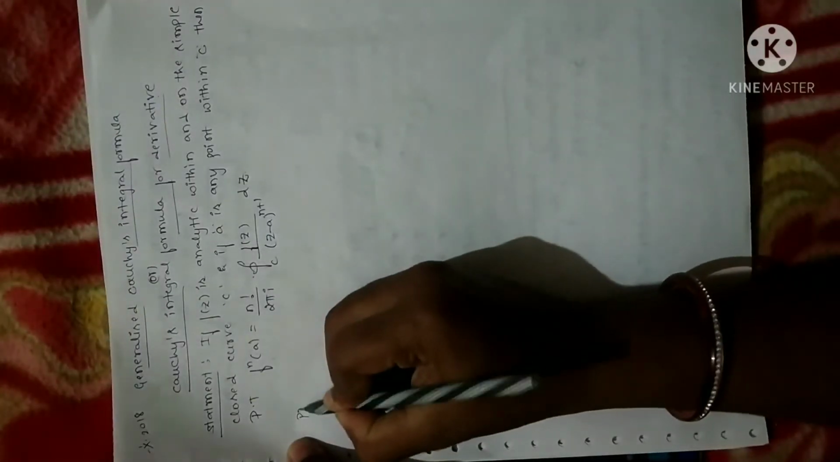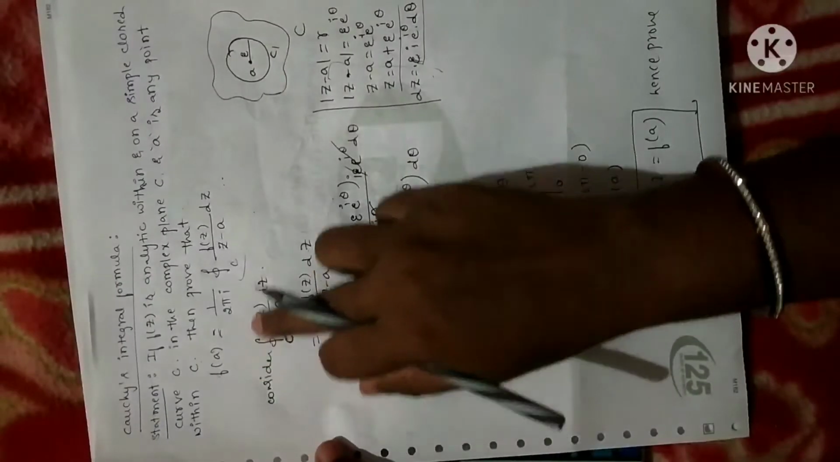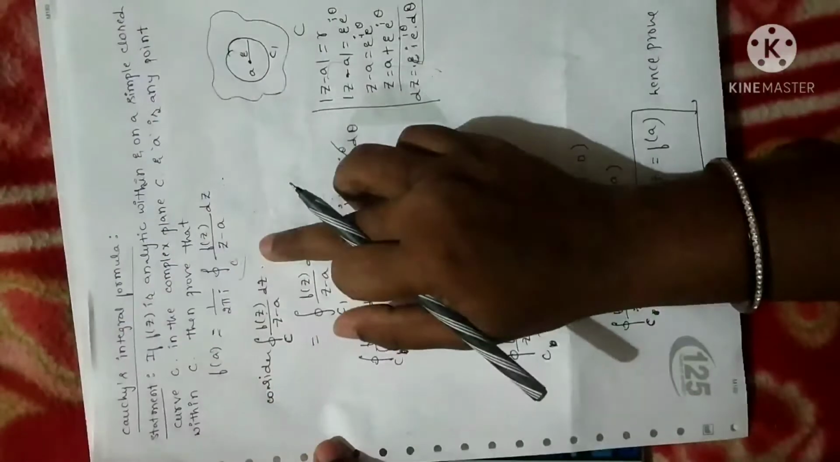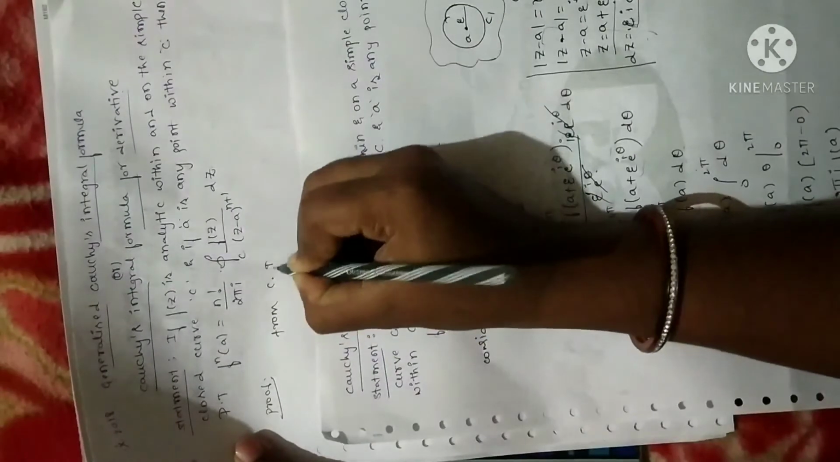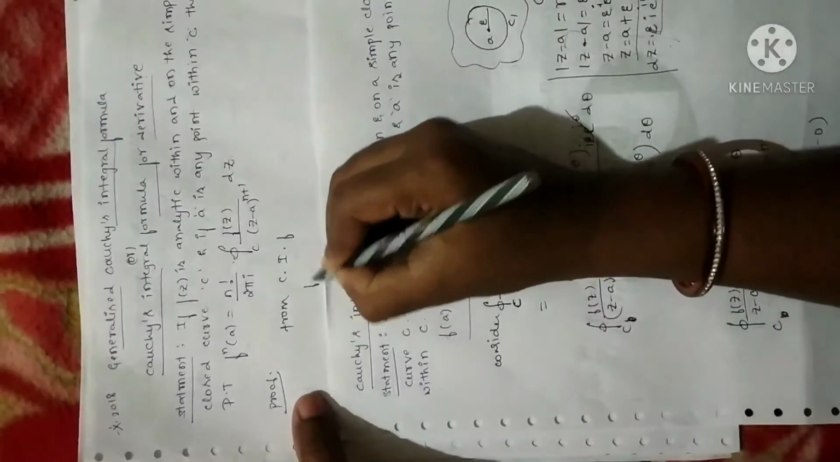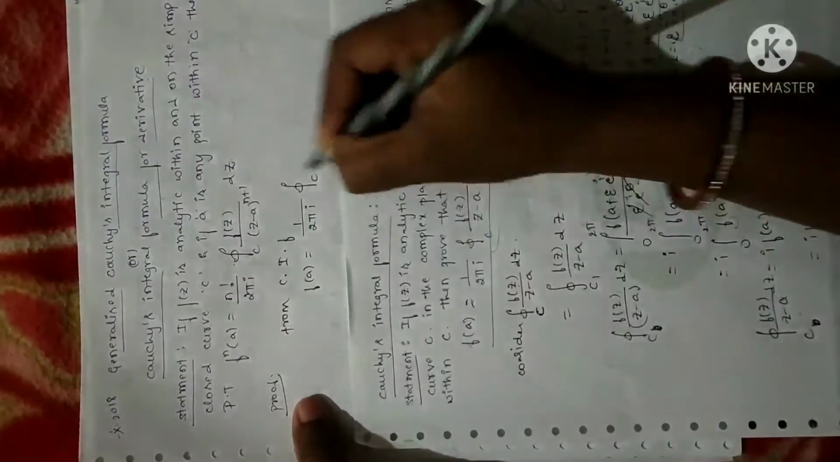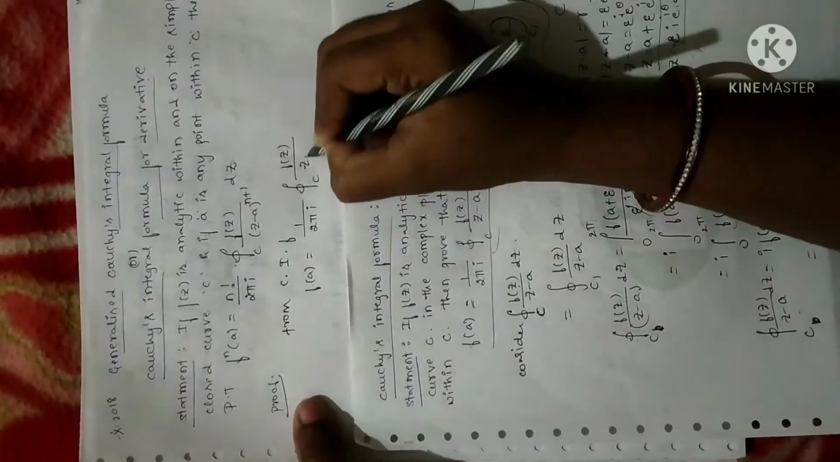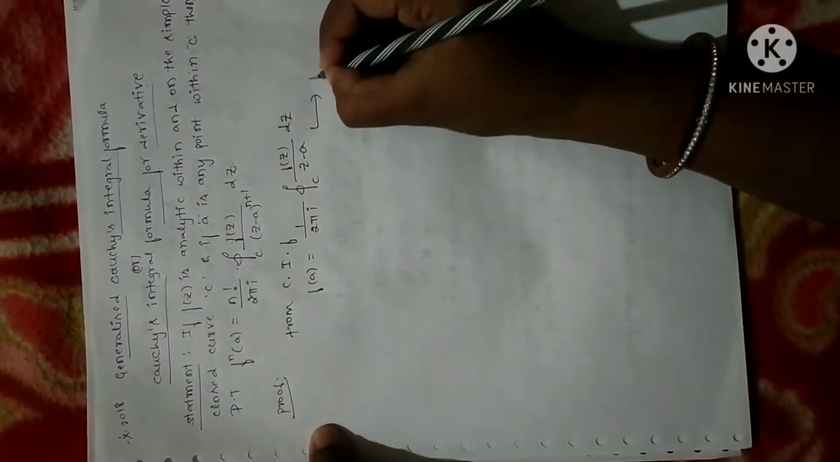Now let me come to the proof. By Cauchy's integral formula, just now I have proved, right? So I am going to make use of the same. Let me write Cauchy's integral formula here. From Cauchy's integral formula, what we have, let me write the statement: f of a is equal to 1 divided by 2 pi i closed integral over C of f of z divided by z minus a into dz. So this is the statement of Cauchy's integral formula. Now let me take this as equation 1.